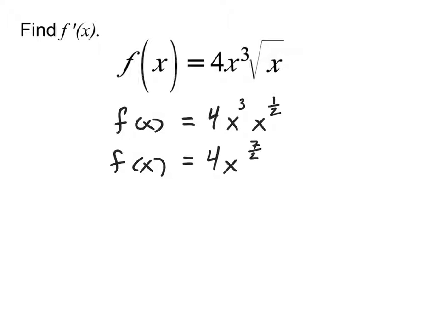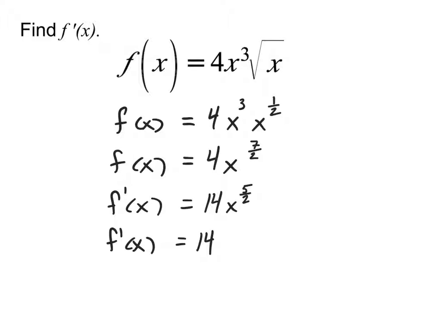If you wrote this as x to the 3.5, that would also be okay. In fact, that would almost be more beneficial to you in the long run in this case. Once you get here, then you can go ahead and find your derivative. All right, and so we'd use our power rule there. We get 14x to the 5/2, which I'm going to go ahead and clean up. x to the 5/2 is the same as x squared times the square root of x, because that's x to the 2.5.